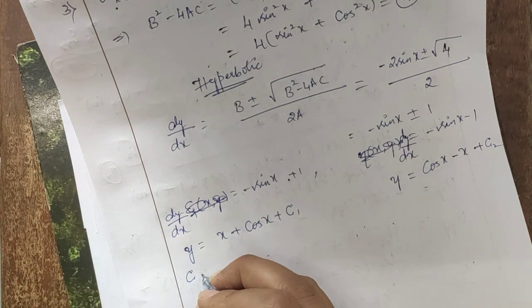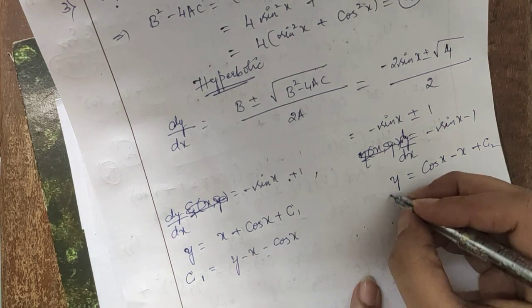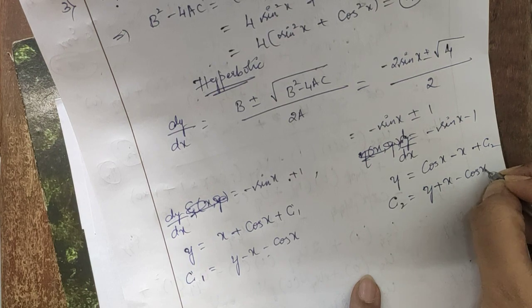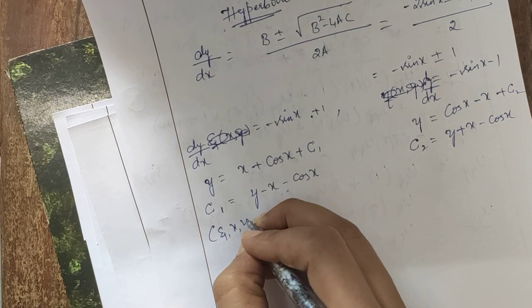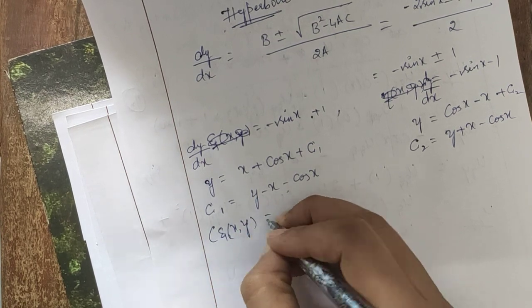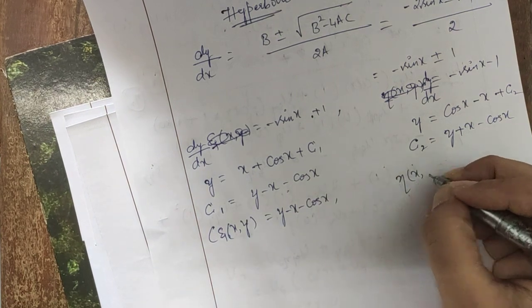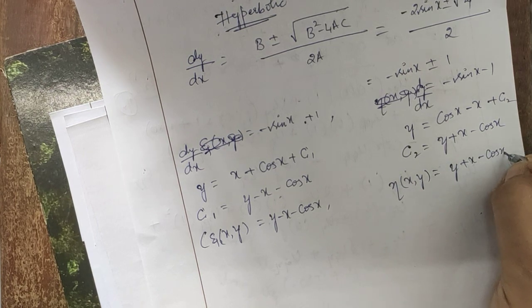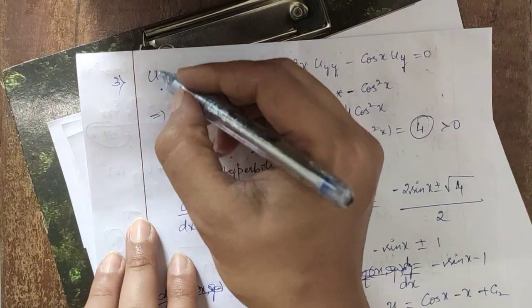So now C1 is nothing but y minus x minus cos x, and C2 will be y plus x minus cos x. So these two are the new coordinates. Now I will represent that new coordinate as xi of x comma y is equal to y minus x minus cos x, and eta of x comma y is equal to y plus x minus cos x. Okay, since the given PDE is hyperbolic, we have to find out these values, right?